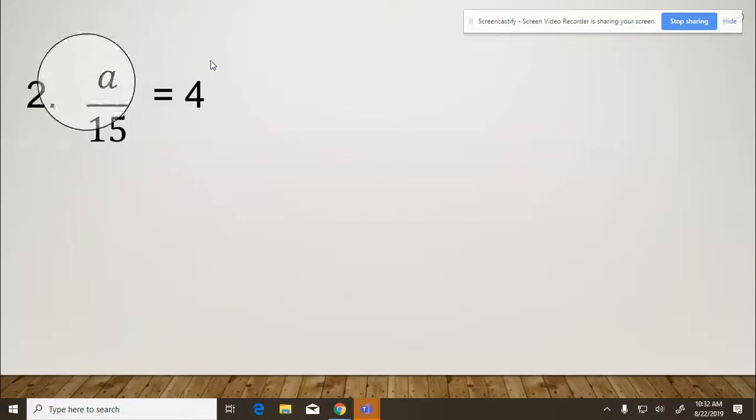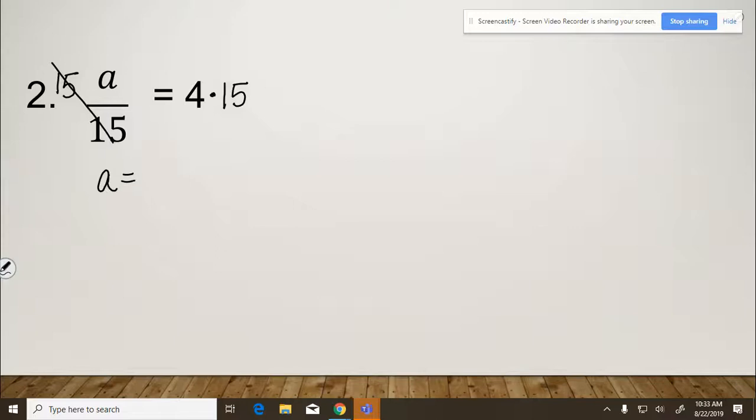Here we have a over 15 equals 4. So here a is being divided by 15 to get 4. So we need to figure out, well, what number do I divide by 15 to get 4? In order to do that, we're going to multiply both sides by 15. And here we're still using that multiplication inverse property because a over 15 is like saying 1 over 15 times a, and the reciprocal of 1 over 15 is 15 over 1. So you're multiplying by 15.